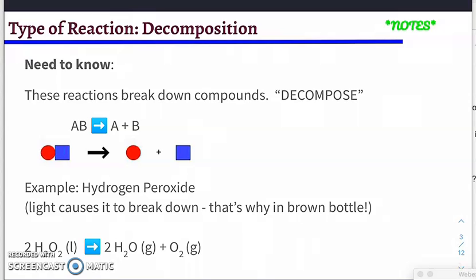Okay, decomposition. Decomposition reactions break down. Think decompose. So you start with a glomp and it breaks down into different pieces. So for example, hydrogen peroxide, the stuff that's in the brown bottle, when it's exposed to light, breaks down into water and oxygen gas.